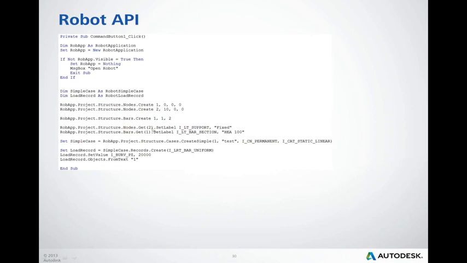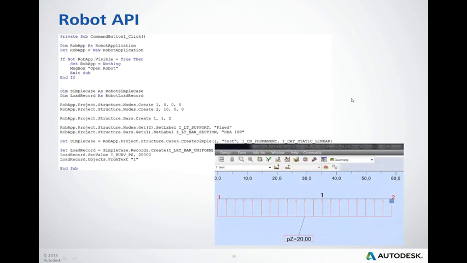So for node number 2, the code applies fixed support. For bar number 1, the section HEA100. Then we can create a simple case here and add a load record, uniform bar load record with value of 20 kilonewtons for this bar. So that finally we got such a model. Let's look at the code and how to type, create the code.